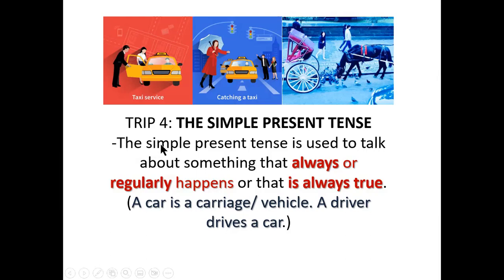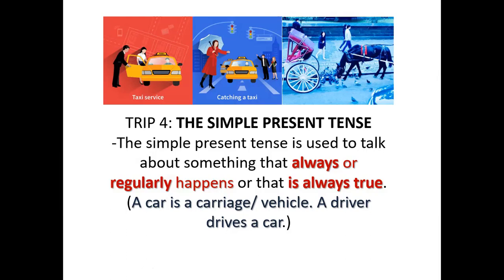Let's learn the identity of the simple present tense. The simple present tense is used to talk about something that always or regularly happens, or that is always true. A car is a vehicle. This is always true. A driver drives a car. What is the job of a driver? A driver drives a car. This is always true.